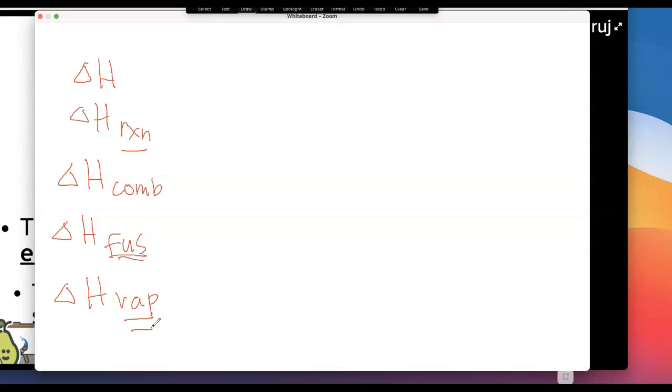In English, does anybody know what the word fusion means? How about when you take two metals and you want to fuse them together, what do you do to them to get them to fuse together?